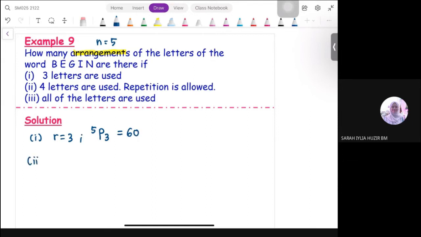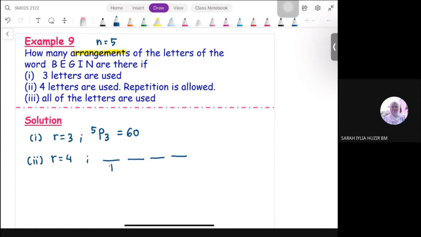Moving on to the second situation. 4 letters are used, but now repetition is allowed. Means each letter can be used more than once. Setiap huruf boleh guna banyak kali. Okay, careful here. If this happens, we have to consider each box. Kotak by kotak, kita tak boleh terus buat calculation 5P4. Kalau kita buat 5P4, itu untuk repetition not allowed. Kita boleh pakai satu huruf sekali je. But now, repetition allowed, setiap huruf boleh pakai banyak kali. So, kita kena consider setiap tempat tu.